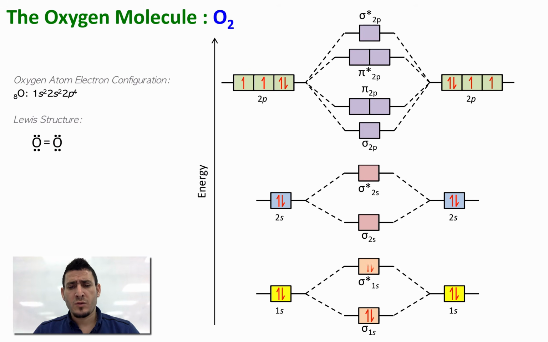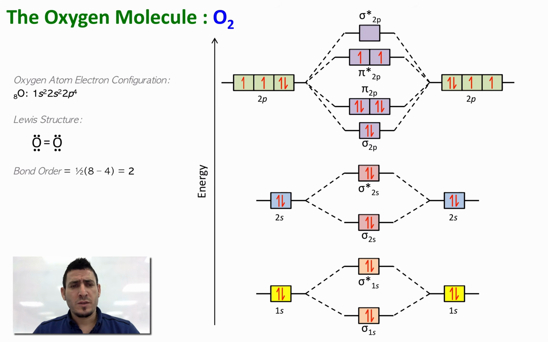So therefore, I'm going to fill the sigma 1s and sigma star 1s, then the sigma 2s and the sigma star 2s, then fill the sigma 2p and the pi 2p. So far, I have used 14 electrons. The remaining 2 electrons will be, according to Hund's rule, each electron will fill one of the pi star 2p. And now I can calculate the bond order.